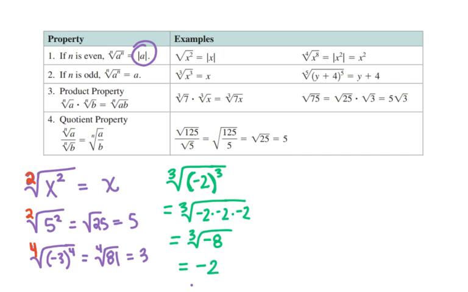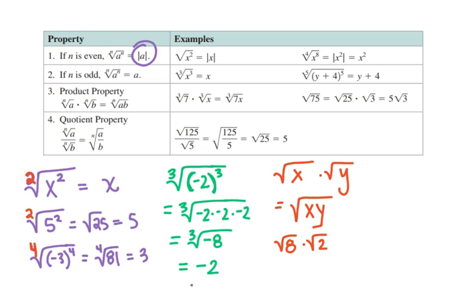Okay, let's look at the product property. The product property, property number 3, is saying if you have the square root of x times the square root of y, you are allowed to put those in the same square root: the square root of x times y. So for example, if you have the square root of 8 times the square root of 2, we could write that as the square root of 8 times 2, which is the square root of 16, which is 4.